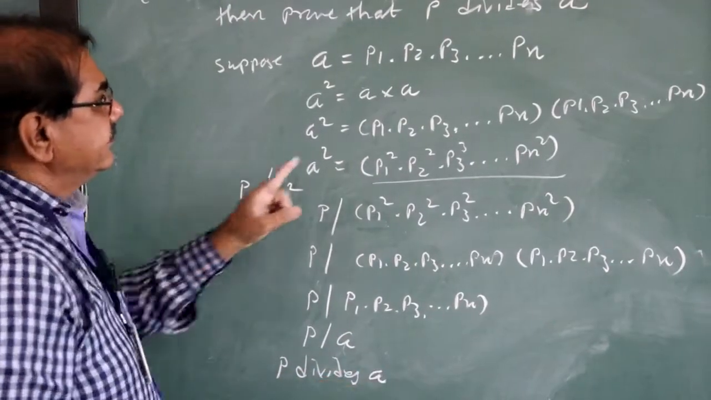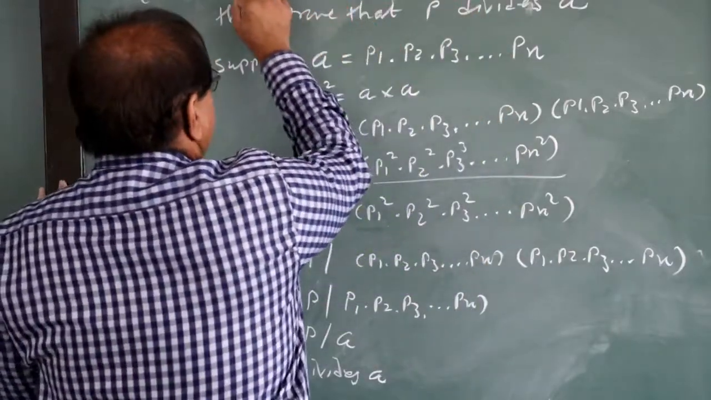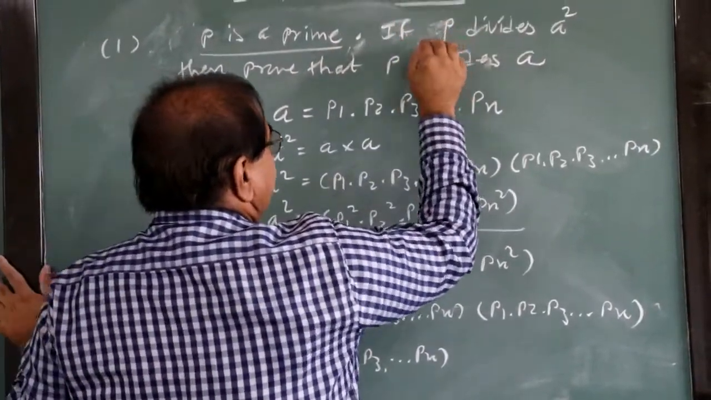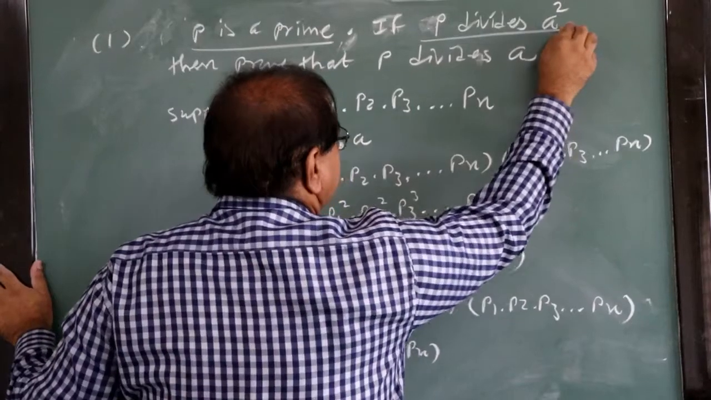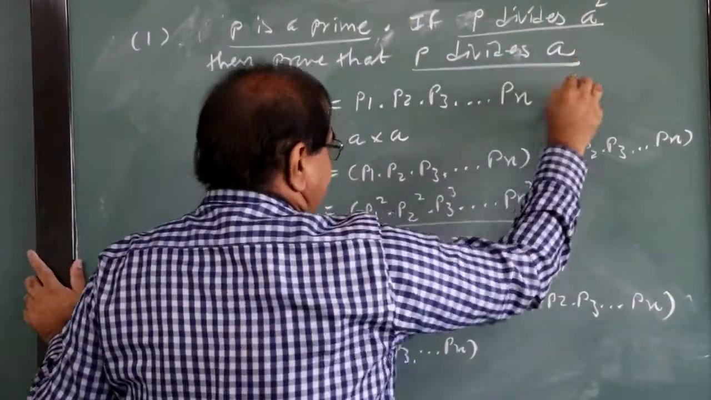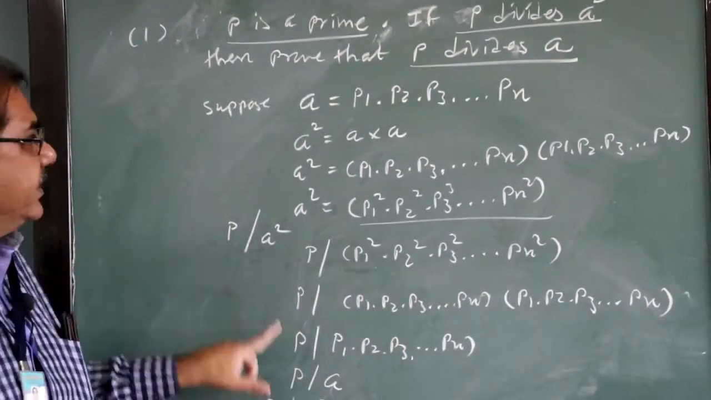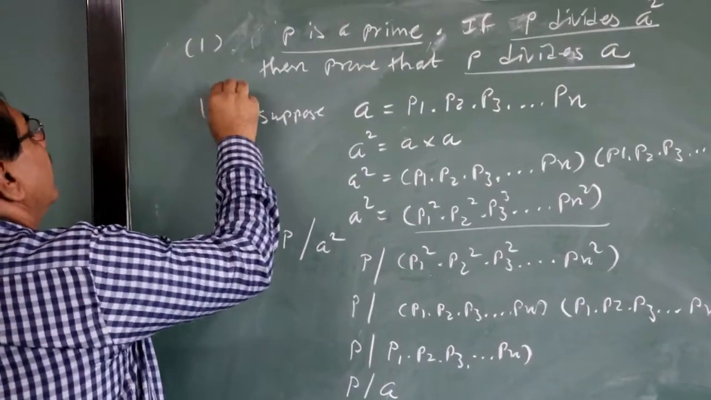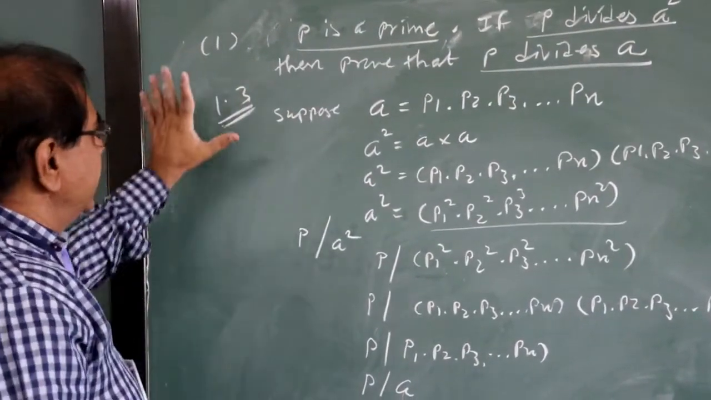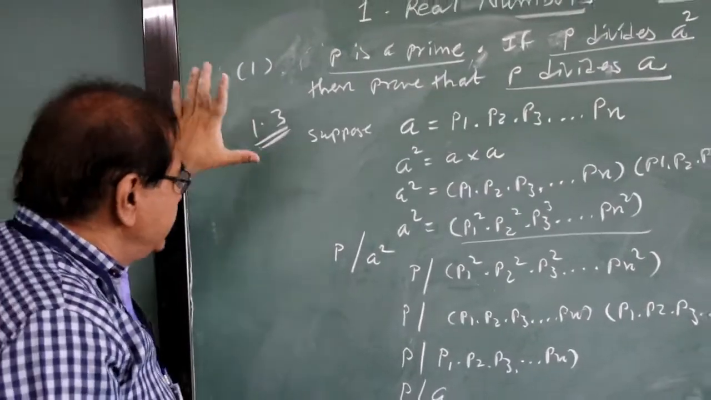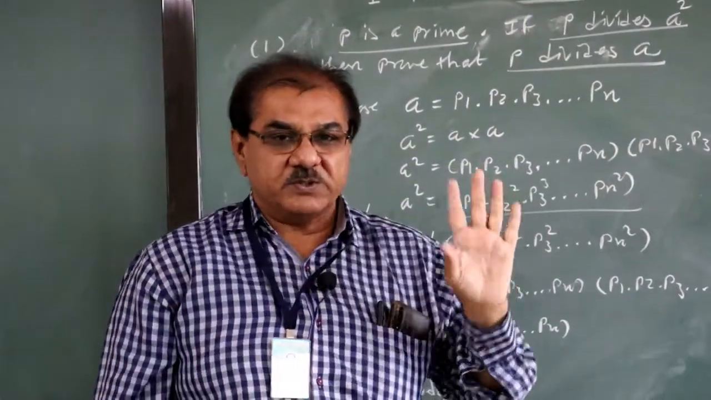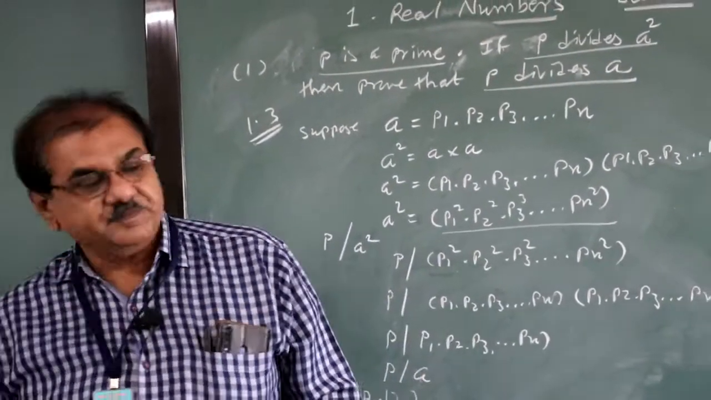divides A. Okay, so P was the prime number. It was given that if P is a factor of A square, prove that P is a factor of A. That we have proved. It is your theorem number 1.3. Okay, it is one of the very important results, and using this result we are going to prove certain questions.